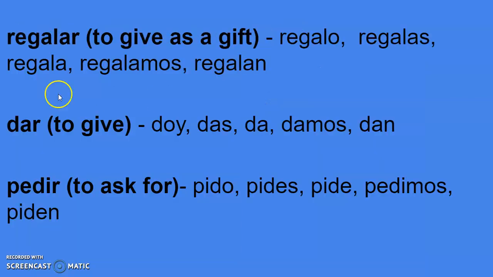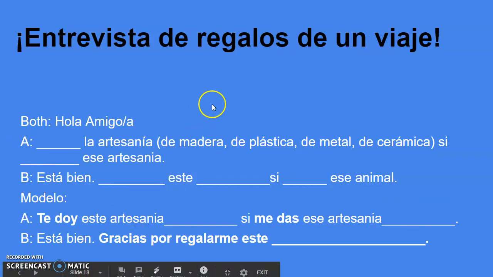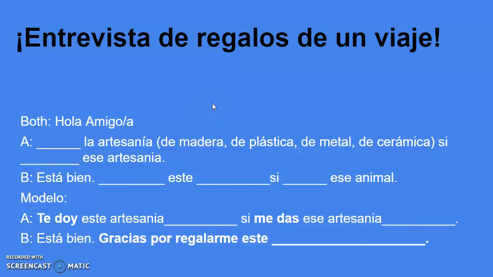Muy bien. So, regalar significa to give as a gift, dar, to give, and pedir, to ask for. So you could do this with all of these. This is an interview to do with a friend, and if we were in class, I would give you all a whole bunch of those little ceramic pieces and leather pieces and gold and silver, all that stuff on my shelves, and we pass it around the class. And I would say to my friend, I'm going to give this artesanía, which is a handicraft, to you. And how would you say that in Spanish?